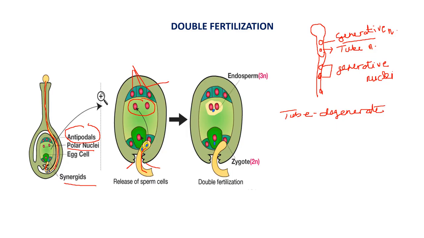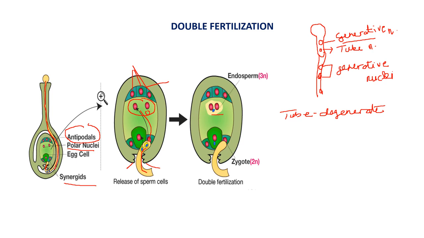Then what happens to the two generative nuclei? One of the generative nuclei will go first and fuse with the polar nuclei, right? Over here in this picture you can see that one of the generative nuclei went and fused with the two polar nuclei. As you can see, there is a fusion of three nuclei here, and that is why we call it triple fusion, right?